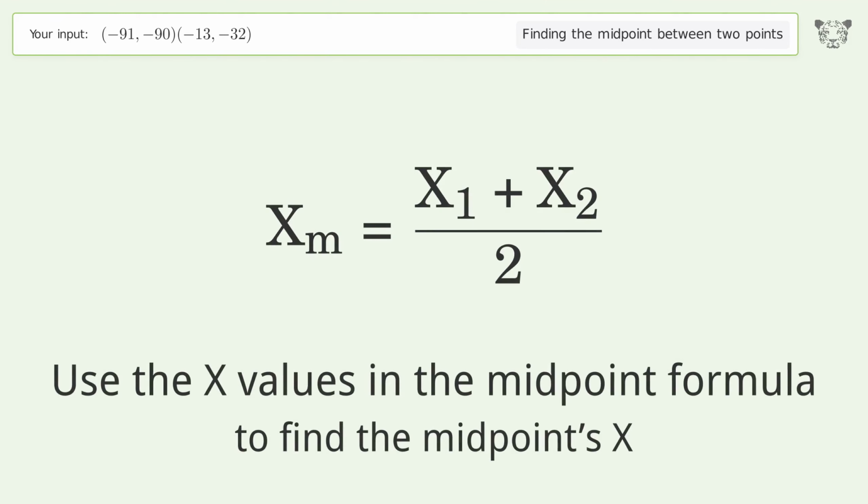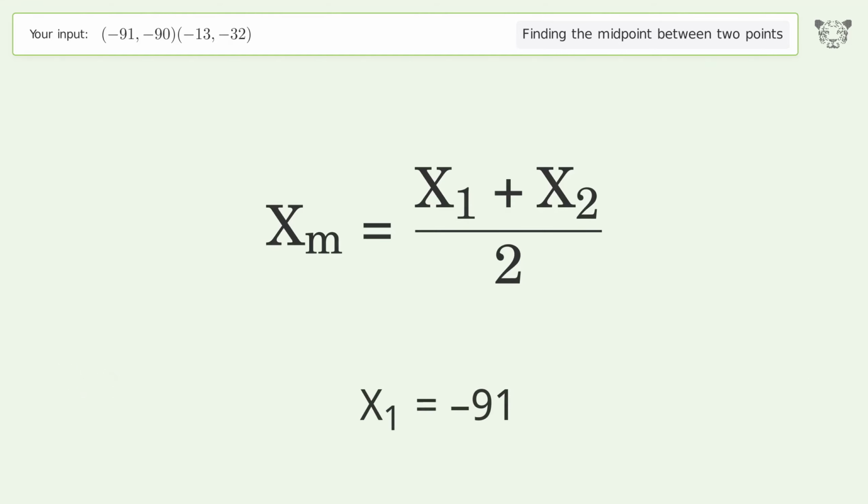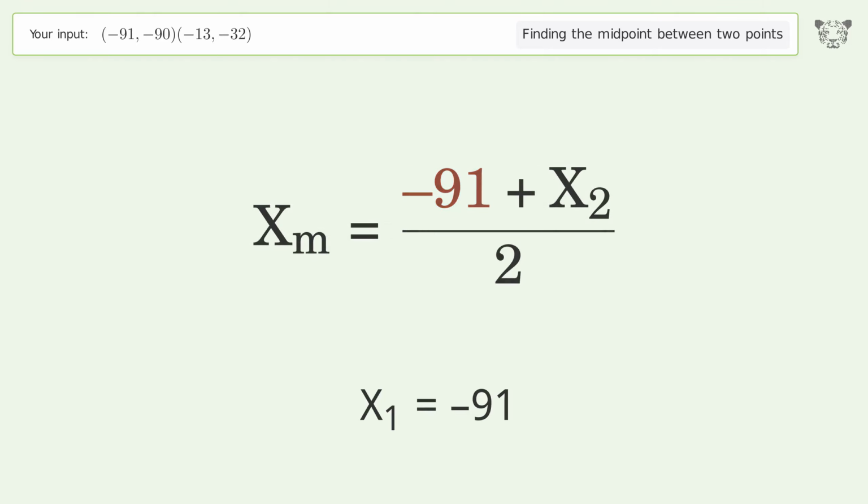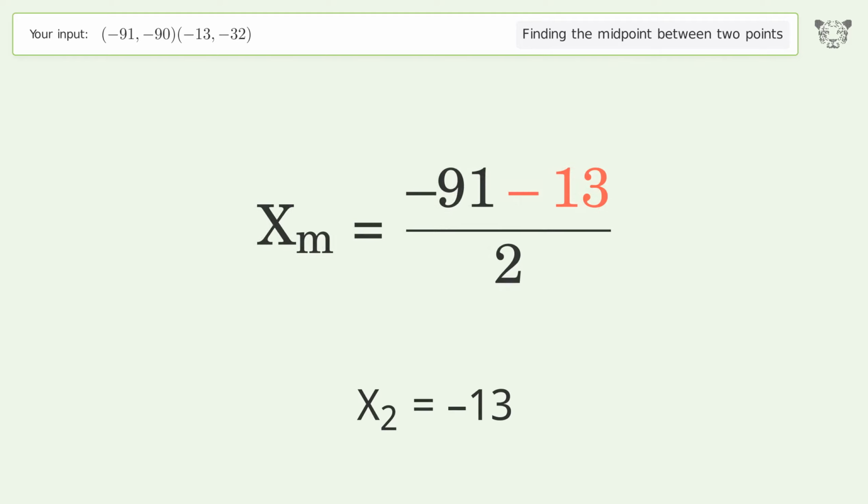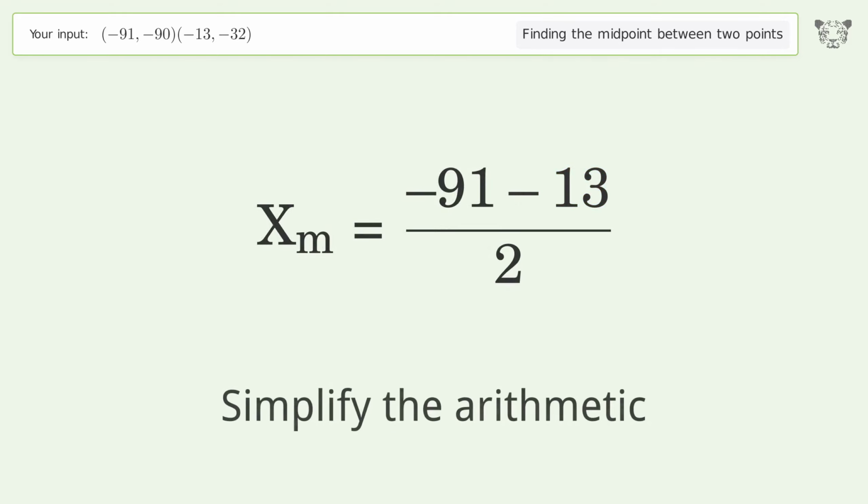Use the x values in the midpoint formula to find the midpoint's x. x1 equals -91. x2 equals -13. Simplify the arithmetic.